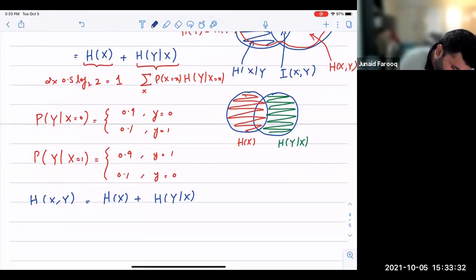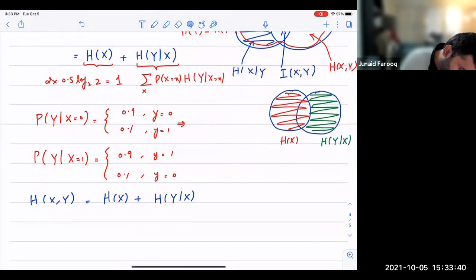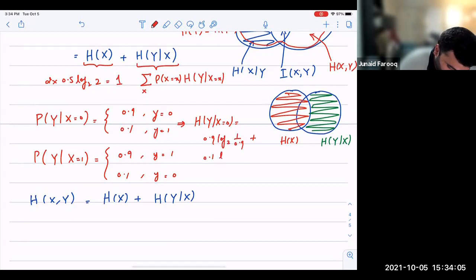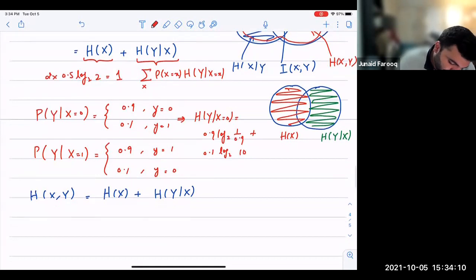And from this, basically, H of y given x equal to 0 is going to be 0.9 log 2 of 1 over 0.9 plus 0.1 log 2 of 10. Okay, whatever it comes up to be. So it's the same for both of them.